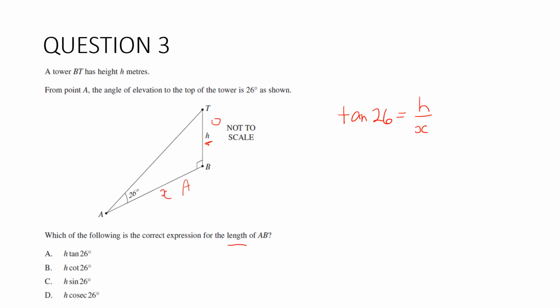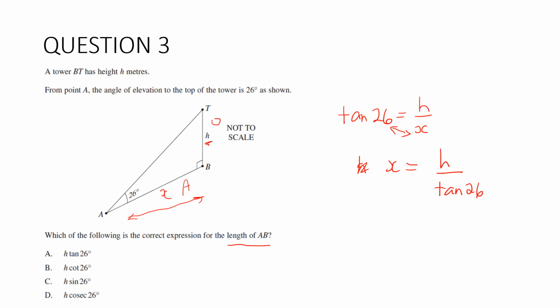Now we want the length AB, so that's this one here. So I want to make x the subject. I'm just going to switch those around. I'm basically multiplying both sides by x and then dividing both sides by tan 26. I'm just going to do it in one go. So, x is equal to h over tan 26.